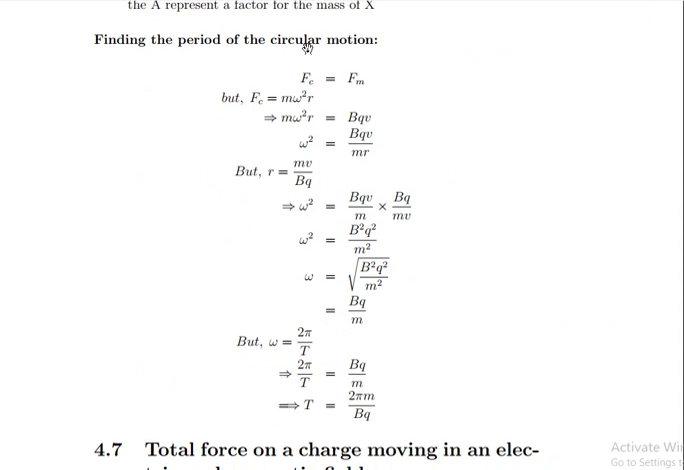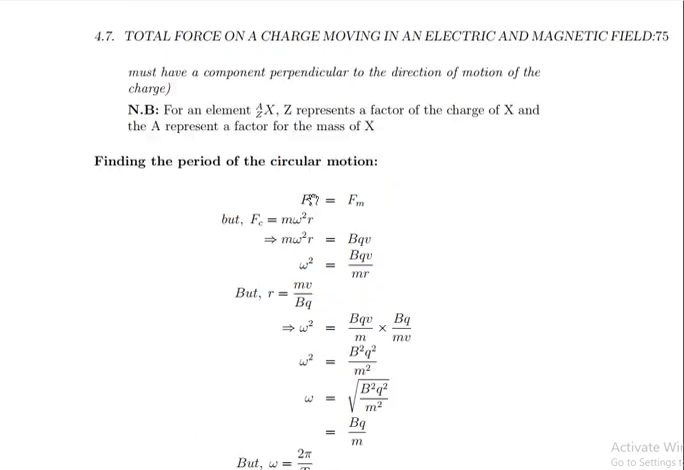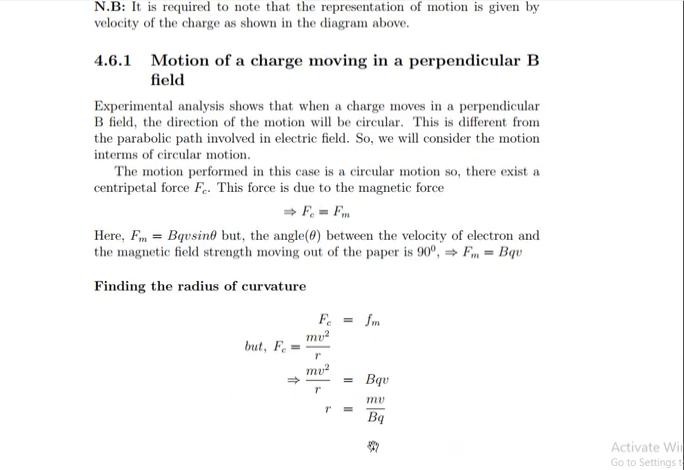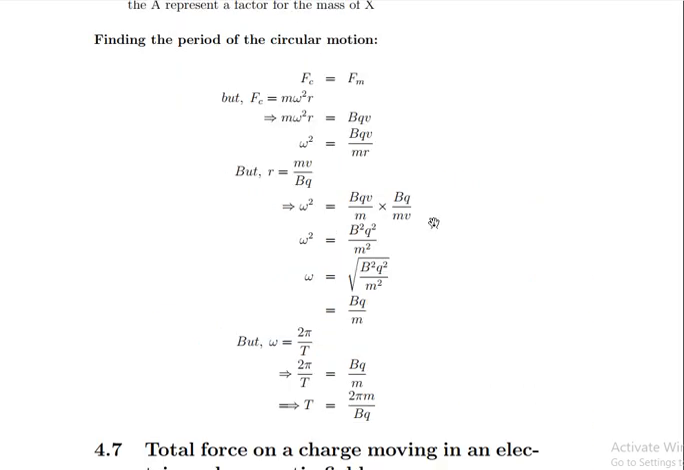So now let's find the period. In order to find the period, note that the centripetal force is equal to the magnetic force. So m omega squared r is equal to B q v. So omega squared is equal to B q v over m r. Now we know that r is equal to m v over B q, as calculated up here. When we substitute, we have B q v over m times B q over m v. So omega squared is equal to B squared q squared over m squared. So omega is equal to B q over m.